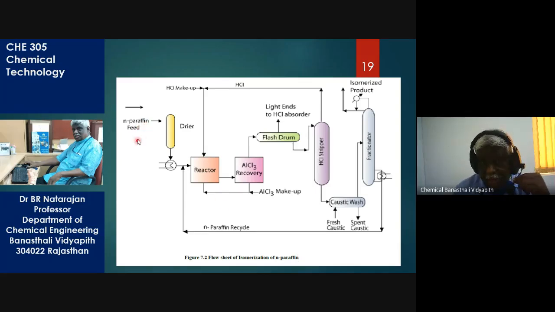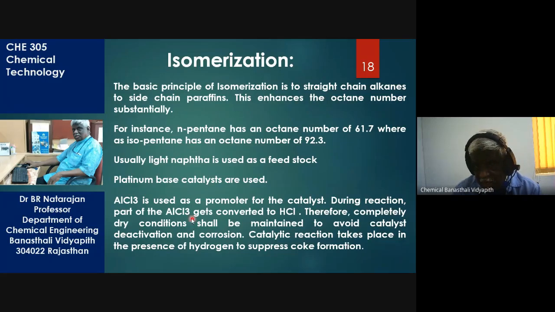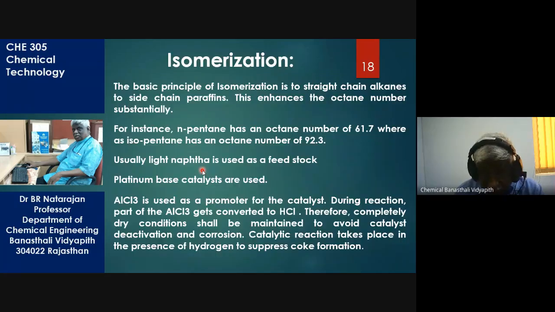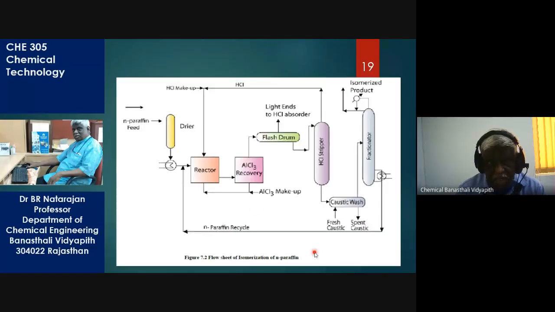I have my N-paraffin feed, my normal paraffin, say pentane or butane, normal pentane. Then it gets dried. Remember, in the wet condition, aluminum chloride may end up becoming HCl. Dry condition must be maintained. So a dryer, right, and then go to the reactor, and typically these take place in the presence of hydrogen, right? So this is your reactor.